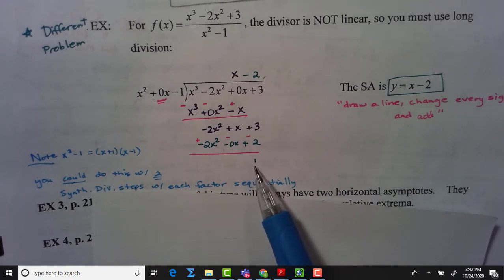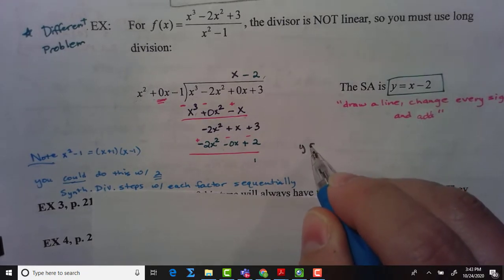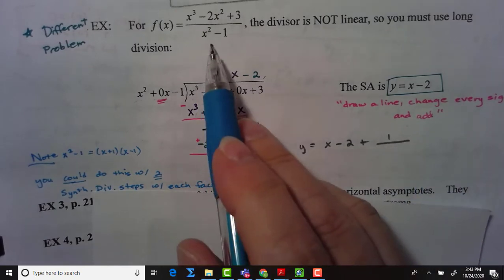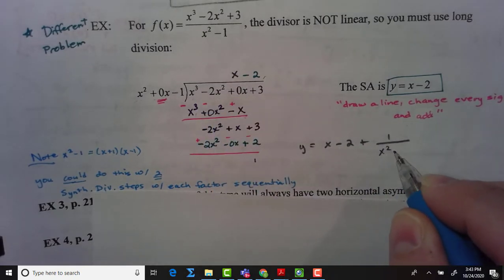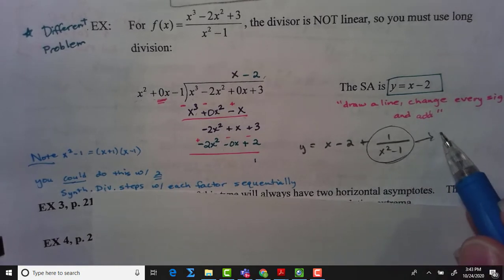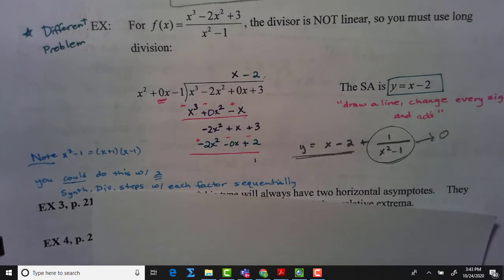This as x goes to infinity. So I would have y equals x minus 2 plus 1 over what I was dividing by. As x goes to infinity, that goes to 0, so I don't worry about that. And here is my slant asymptote for this example.